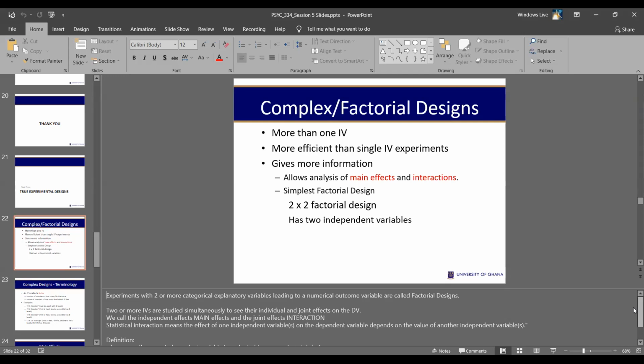So in marijuana, the researcher could divide the participants into maybe two groups. That's participants who take marijuana, and participants who don't take marijuana. Then the same thing applies to alcohol. Participants who take alcohol and participants who don't take alcohol. So when that happens, then we call it 2x2 factorial design. I'll explain what it really means.